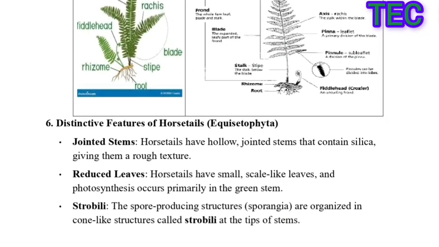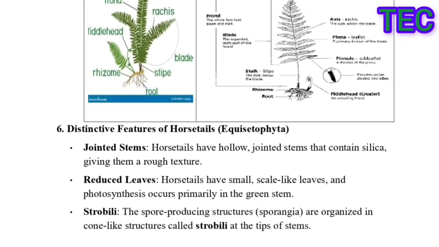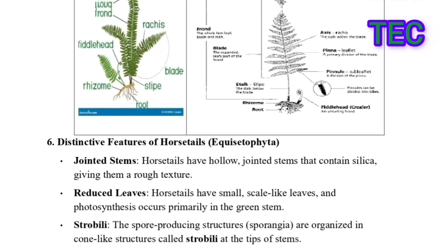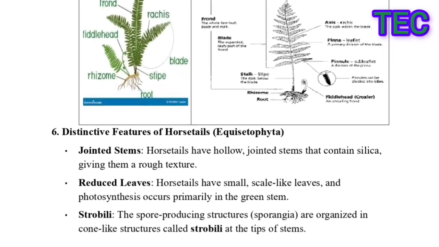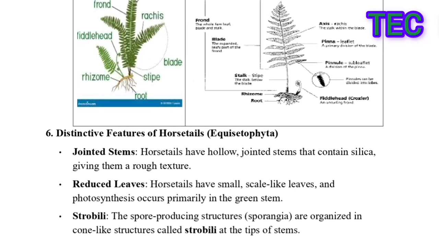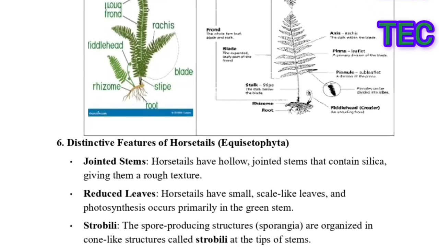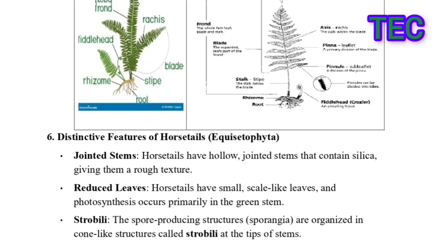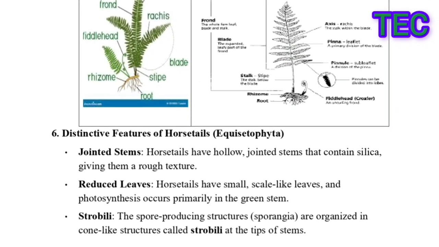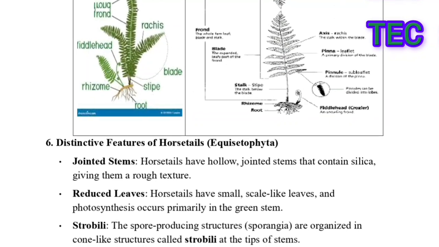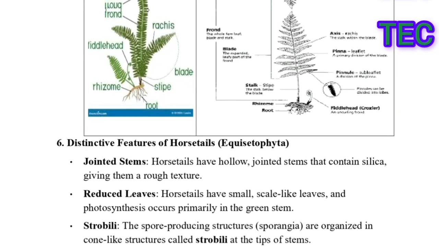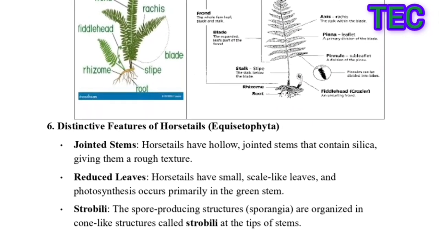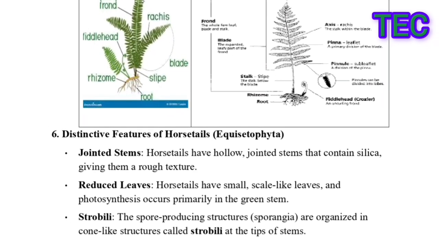Horsetails have small scale-like leaves, and photosynthesis occurs primarily in the green stem. So the stem part of the horsetail is green, which is where photosynthesis mostly occurs. Strobili: the spore-producing structures. The sporangia are organized in cone-like structures called the strobili. So in the strobili is where the sporangia are organized, and the work of the sporangia is to produce the spores, which take part in reproduction.